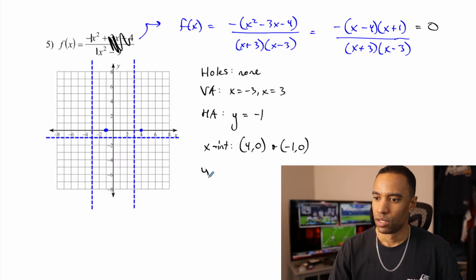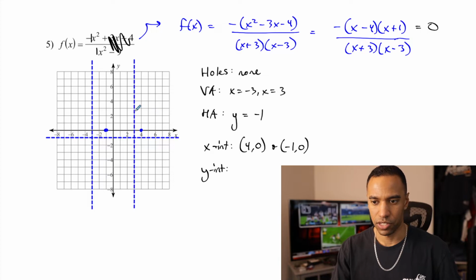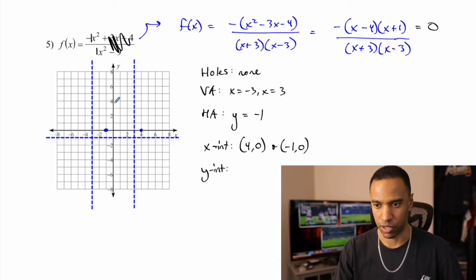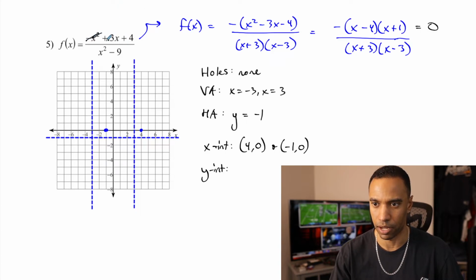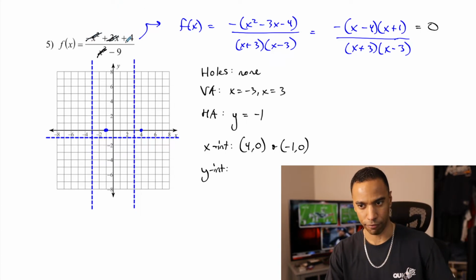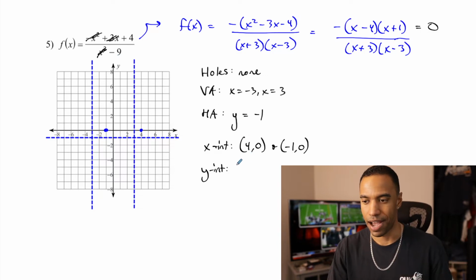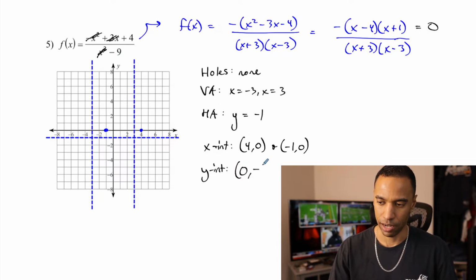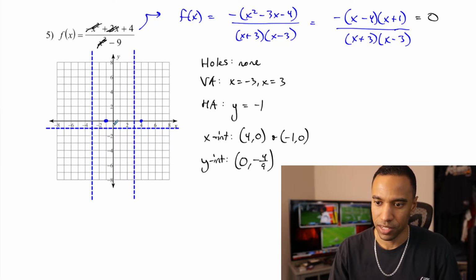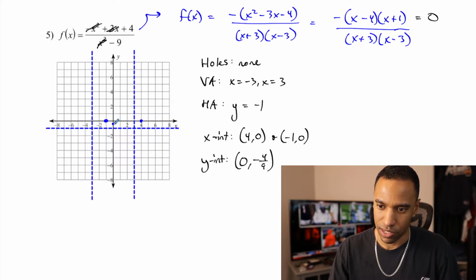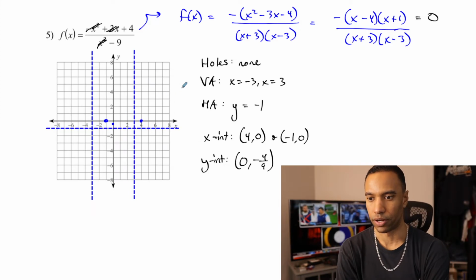Y-intercept, there can only be one if it exists, and there should be because we don't have vertical asymptote or hole restrictions. What we do is we set x equal to 0 here, gone, gone, gone. We get 4 over negative 9, which is negative 4/9. So 0 comma negative 4/9 represents the y-intercept. So that's like here, negative 4/9. It's, you know, kind of like there-ish. And there we go. We're good on that.